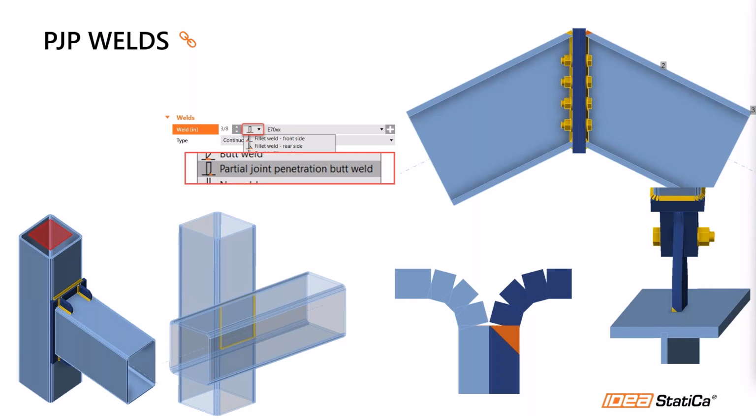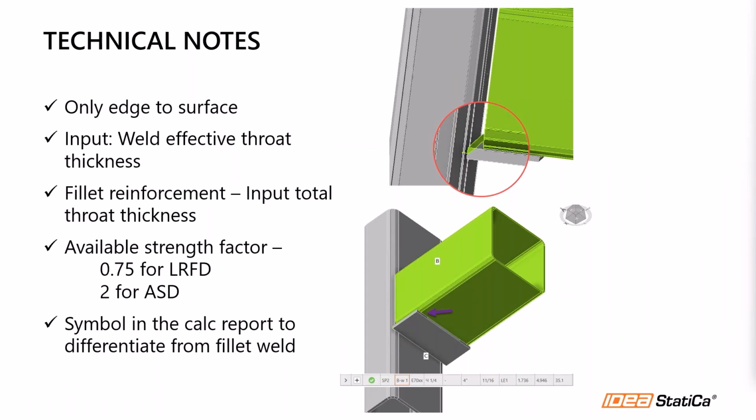As you can see on these images, we have different examples where you will be able to use PJP welds. For example, that splice connection that's being connected through plates, or the bottom one where we have a perpendicular plate to a beam flange. And as you may notice, all of these connections are made through an edge to surface connection type. And this is how we can move on to the technical notes for this new release of PJP Welds.